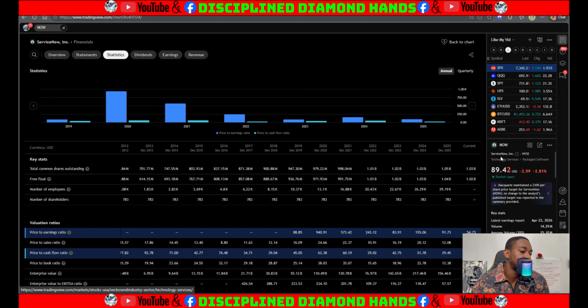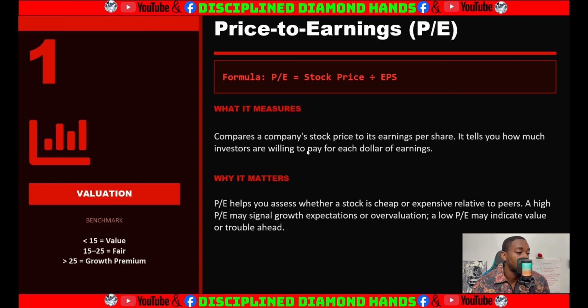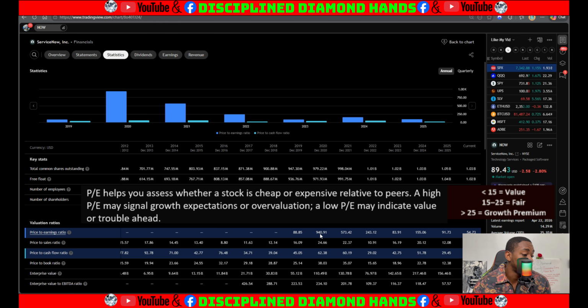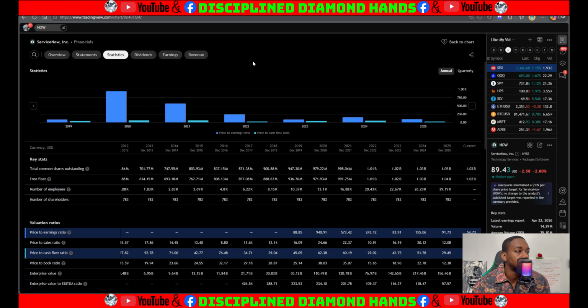So they're in the technology services ETF, so it's going to be high growth. Like the PE ratio was at 940 and it has been falling since. What does that mean? It tells you how much investors are willing to pay for each dollar of earnings. So check it out. If investors used to pay $941 for each dollar of earnings and the company was great, at $55, it's even better.